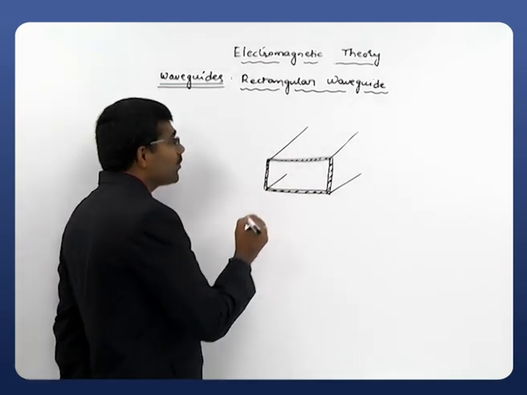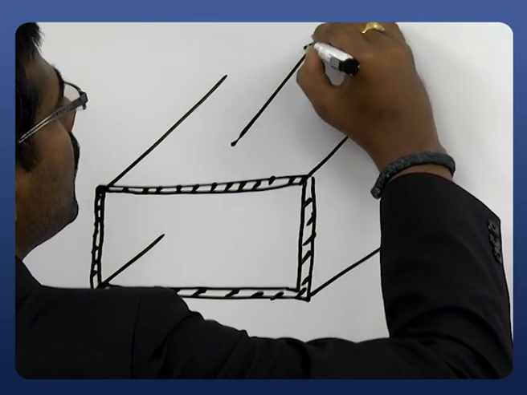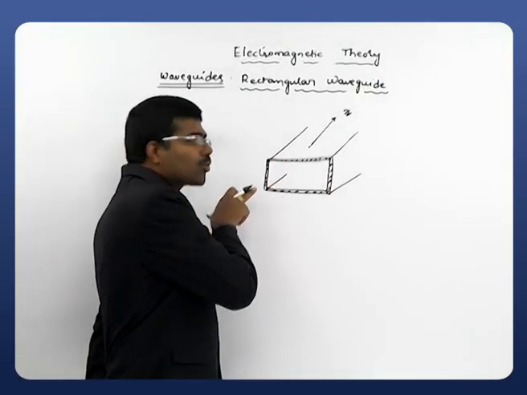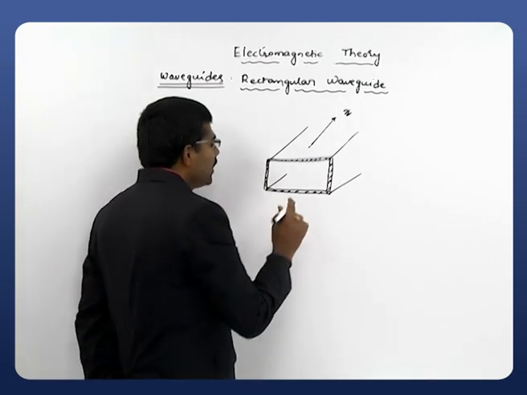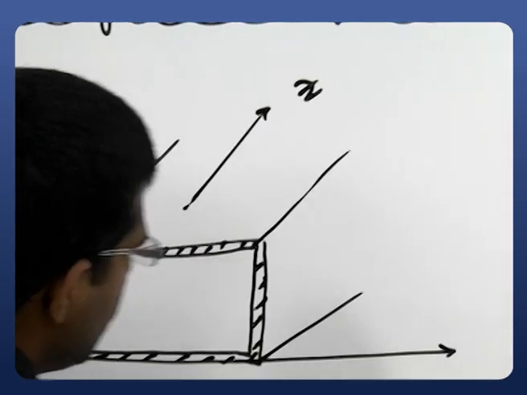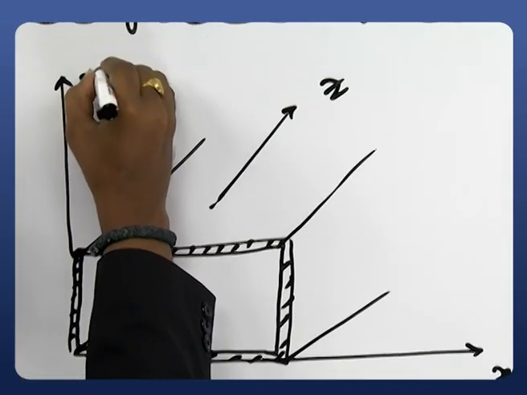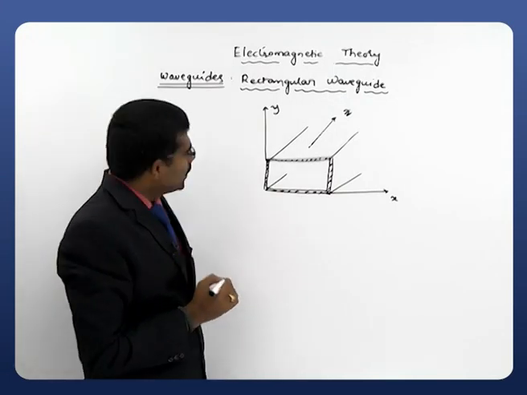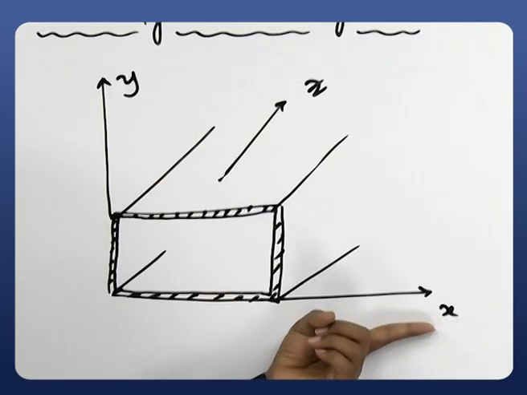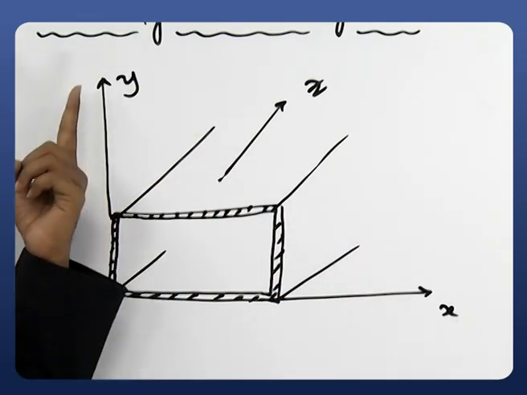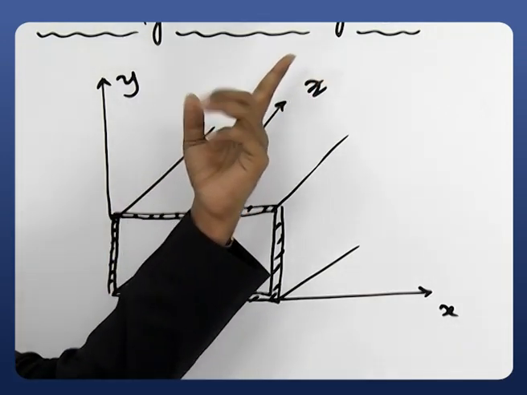Now, for this rectangular waveguide, for our convenience, I will assume that the rectangular waveguide is placed in the Z direction. That is, the wave is propagating in the Z direction. That is my assumption. You can take any direction for your convenience, no problem. Let us take the broader dimension along the X axis and the narrower dimension along the Y axis. This is a simple rectangular waveguide that I am considering, kept in the direction of Z.